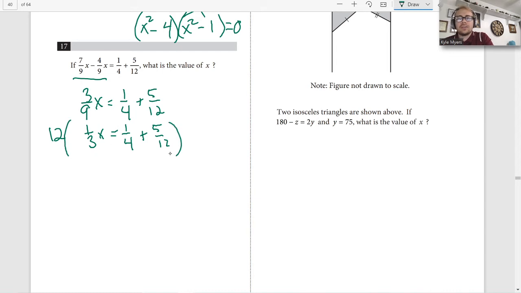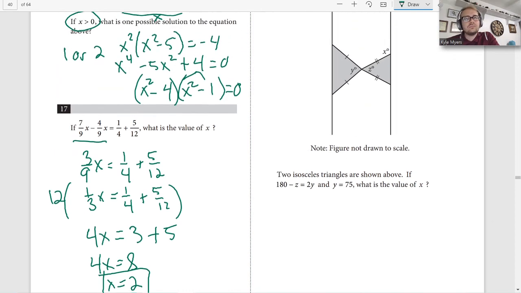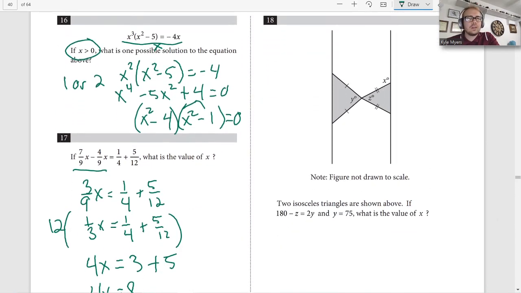So I'm just going to multiply everything by 12. 12 over 3 is 4, so that's 4x. 12 over 4 is 3, so that's 3. And then 12 over 12 cancels, and I have 5. So then 4x equals 8, x equals 2, and there we go. There's my answer. All right, the answer was 2 for that one as well.